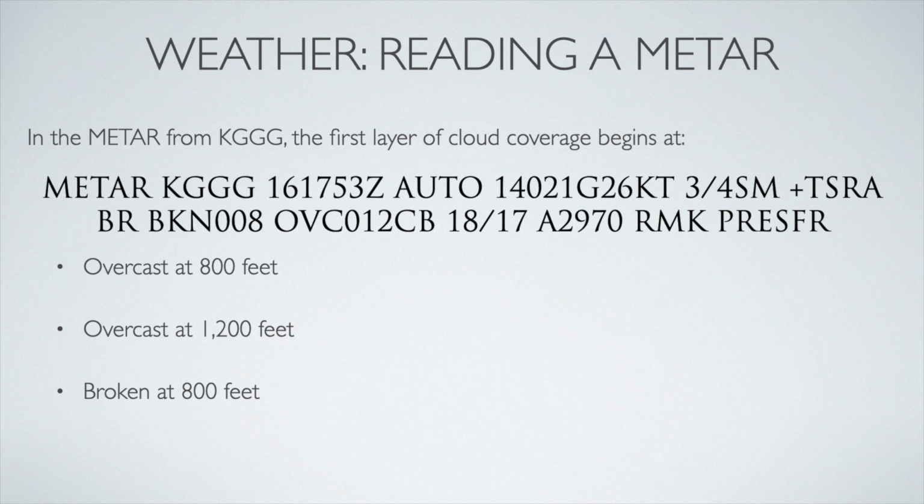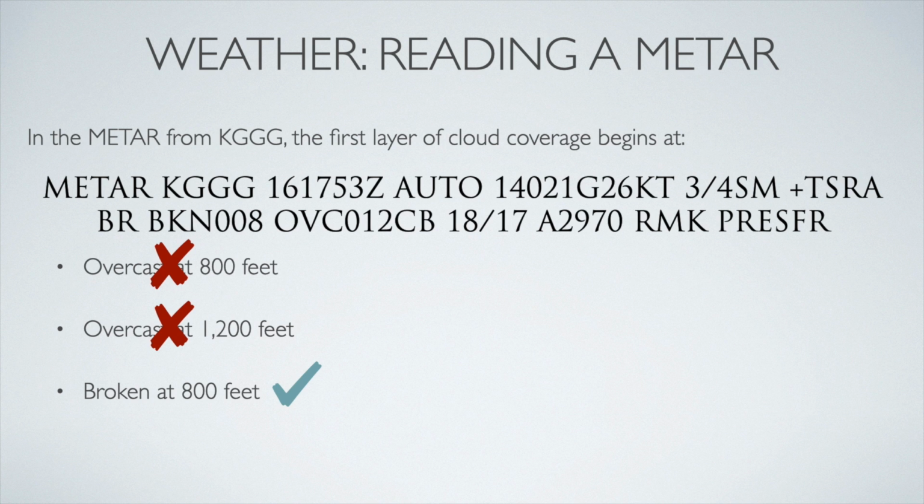So based on that information, it's not going to be overcast at 800 feet. It's not going to be overcast at 1200 feet because that's not the first layer of clouds. The question is the first layer of cloud coverage. And while there is an overcast layer at 1200 feet, it's not the first layer. So the first layer is broken at 800 feet.